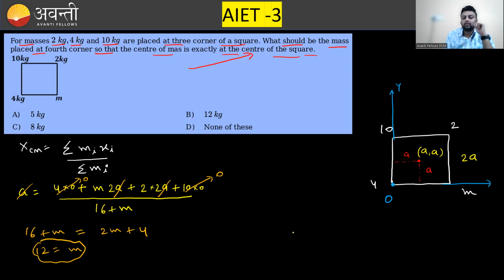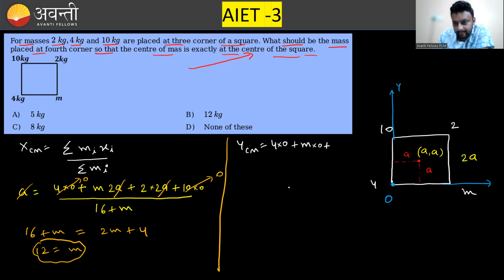Now just don't go with the flow. You need to check the y coordinate as well. Just don't stop here. If you calculate for the y coordinate, it will be m1 y1, m2 y2, m3 y3, m4 y4 divided by the total mass. Clear? So for 4 kg, its y coordinate is 0, plus for m kg its y coordinate is again 0, plus for 2 kg the y coordinate is 2a, plus for 10 kg the y coordinate is again 2a, divided by the total mass, which is 16 plus m.